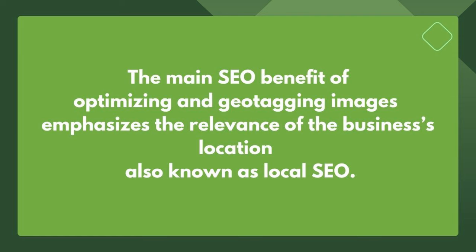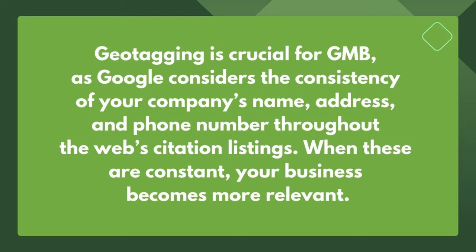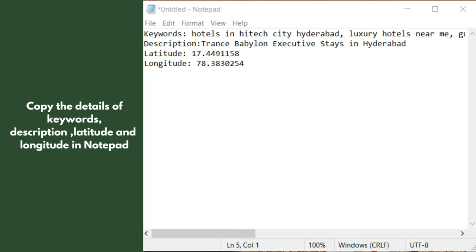The main benefit of optimizing and geotagging images is that it emphasizes the relevance of the business location, also known as local SEO, geo-specific SEO, or geo-targeted SEO, because each listing is based on a location in Google Maps. Geotagging is crucial for Google My Business. We will consider the consistency of the company's name, address, and phone number throughout the website where it is listed. With this concept, your business becomes more relevant. Let us see how you can add geotags to your images.